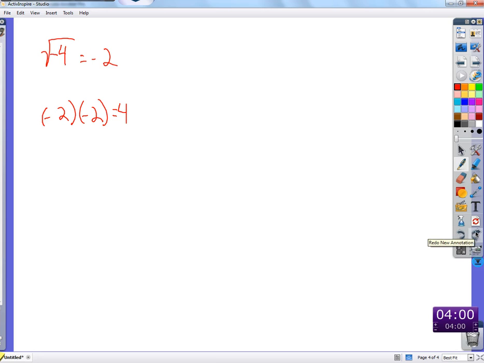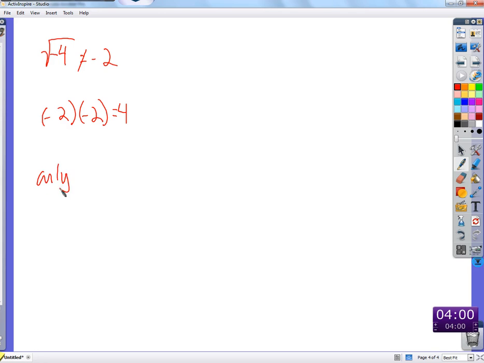What turns out here is that negative 4 doesn't have a square root, because there's no way to multiply a number by its copy and get a negative number. If you multiply a positive by a positive, you get positive. Negative times negative also gives you a positive. Those are our two options. So the square root of negative 4 is not possible. You can't take the square root of a negative number.